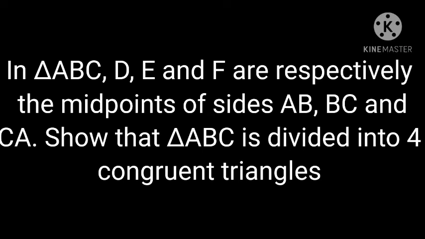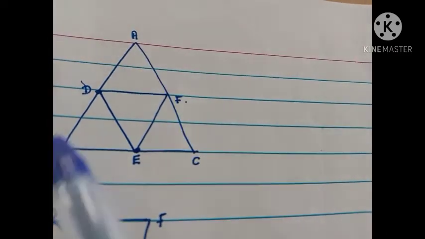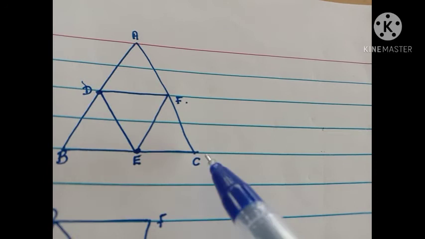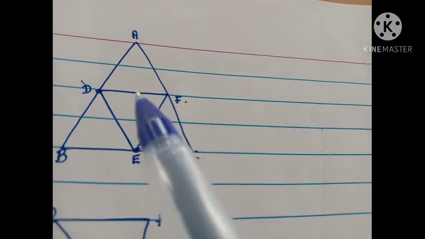Let's see the next example. In triangle ABC, D, E and F are respectively the midpoints of sides AB, BC and CA. Show that triangle ABC is divided into 4 congruent triangles. The figure ABC is a triangle. D is the midpoint of AB, E is the midpoint of BC, F is the midpoint of AC. These are given in the question.